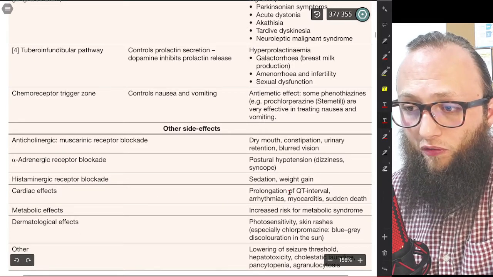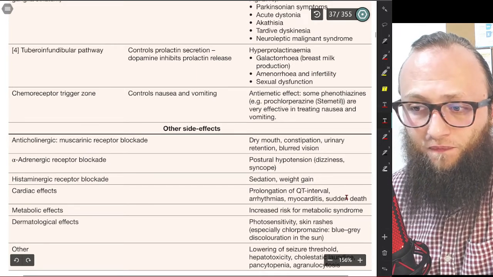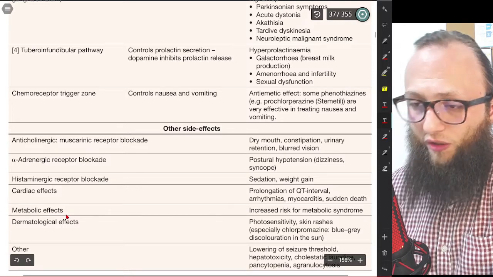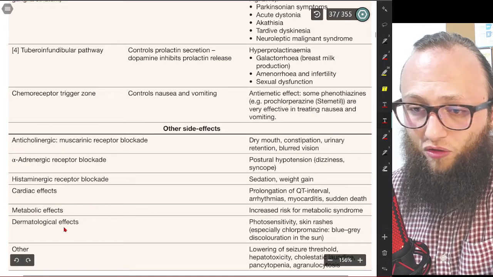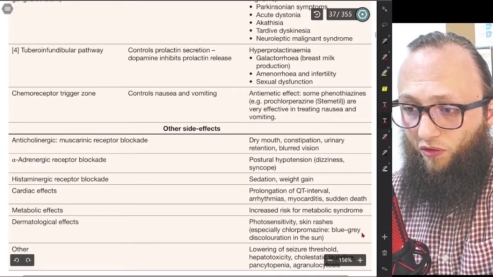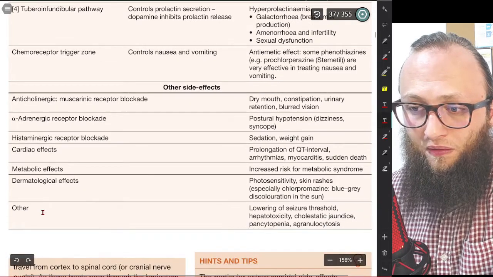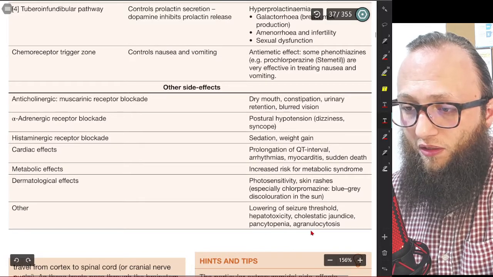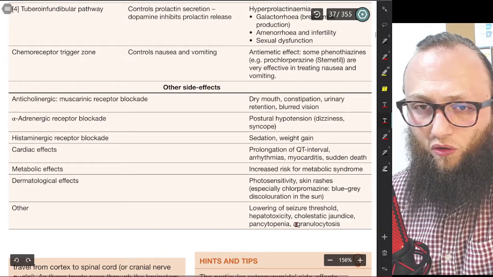Cardiac effects: prolonged QT interval, arrhythmias, myocarditis, or even sudden death. Metabolic effects, especially for second generation antipsychotics, which increase risk for metabolic syndrome. Dermatological effects like photosensitivity and skin rashes, especially chlorpromazine, that would cause blue-gray discoloration in the sun. And other side effects like lowering of seizure threshold, hepatotoxicity, cholestatic jaundice, pancytopenia, and agranulocytosis, according to the agent itself.